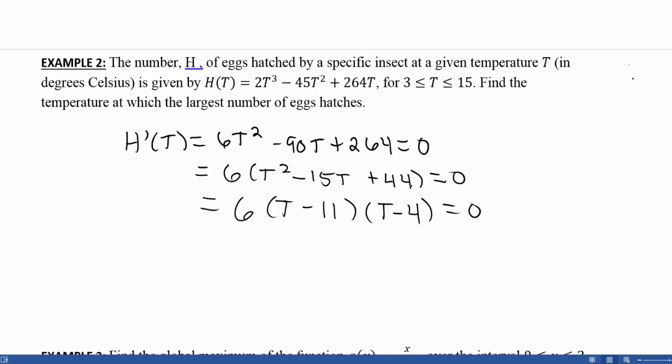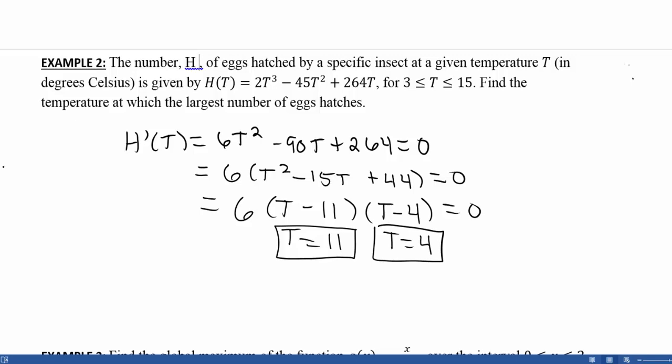So I have three things multiplied together equals 0. That means that one of them has to equal 0. So 6 will never equal 0. If t equals 11, my first parenthesis equals 0. And if t equals 4, my second parenthesis equals 0. So I have two critical points here: t equals 11 and t equals 4. So now again, I need to take those critical points and make sure that they're in my interval. So my interval here is 3 to 15. Both of my critical points fall within my interval, so I can use them both for my test.